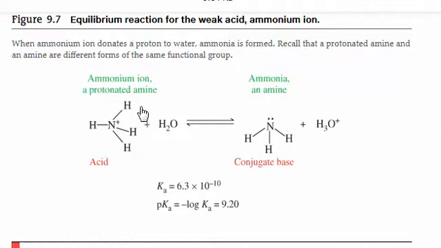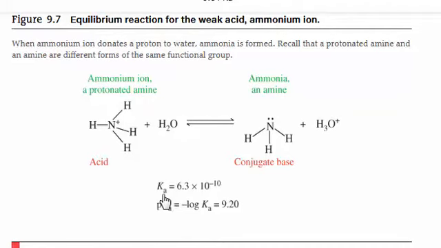Protonated amines are another type of acid. Ammonium is the simplest protonated amine, and by protonated amine we mean that a proton has bonded to the lone pair of an amine. So the protonated amine can donate its proton, and the conjugate base that is formed is an amine. Ammonia is the simplest amine.